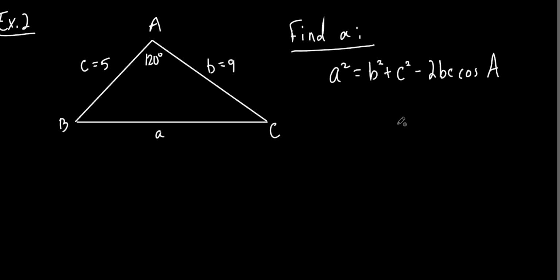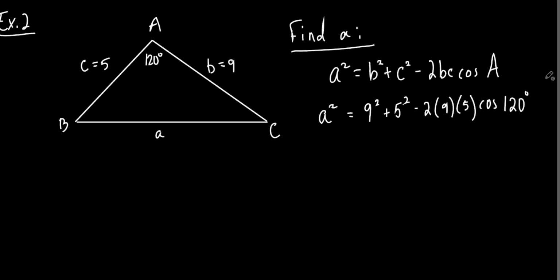All right? And let's plug in the stuff. Don't know what A is, so I'm just going to write it as A squared. Equals B squared. What is the B? It's 9, so it's 9 squared. Plus C, which is 5, that's 5 squared. Minus 2 times B times C. It's just these two right here, 9 times 5. All we're doing is plugging stuff in. That's why I'm going so fast. The cosine of A. What's A? It's 120, so I'll put 120 degrees. Now, it's just plug and chug.